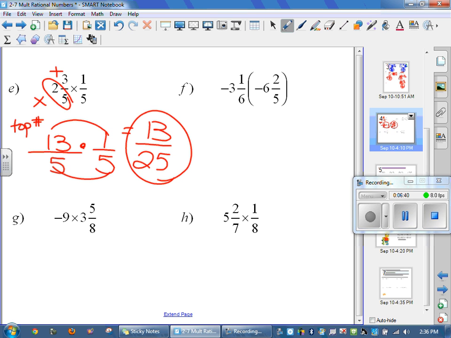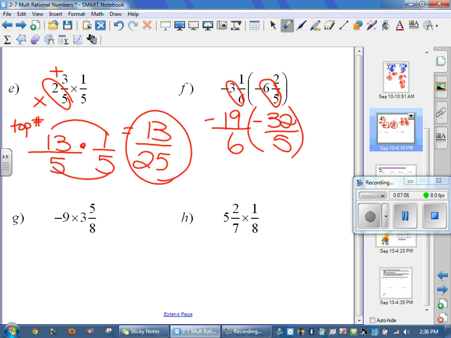Okay, let's try letter F. So I'm going to get 6 times 3 is 18, plus 1 is 19. Throw the negative sign in front. Over 6. 6 times 5 is 30, plus the 2 is 32. Over 5, and it's also negative. And we're multiplying it. All right, what do we know about 2 negative signs? It makes a positive answer when you multiply.